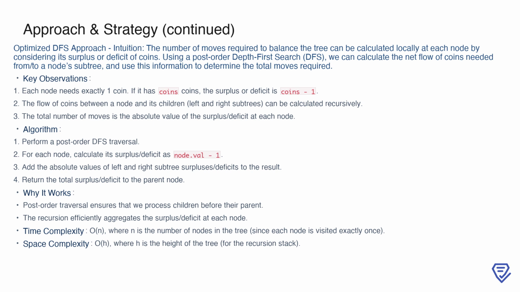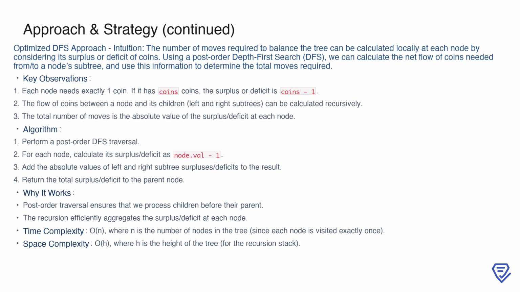The central idea here is to calculate the number of moves locally at each node, based on its surplus or deficit of coins. Using a post-order DFS traversal, we can determine the net flow of coins needed from or to the node subtree and use this information to calculate the total moves for the entire tree. The key insight is that every node needs exactly one coin. If a node has more or fewer coins than this, the surplus or deficit can be calculated as coins - 1.